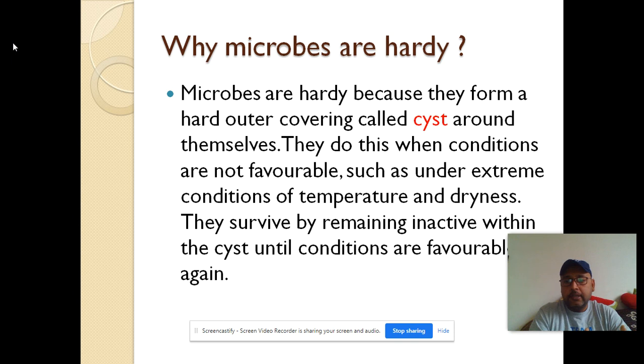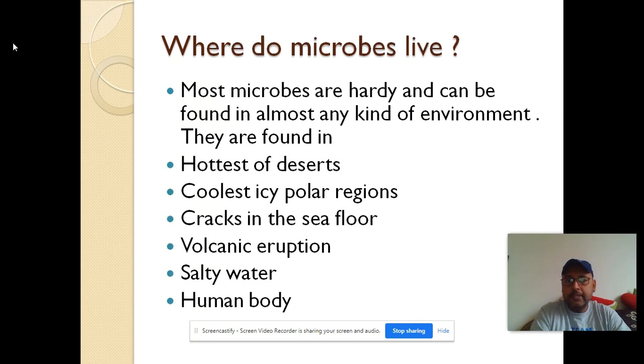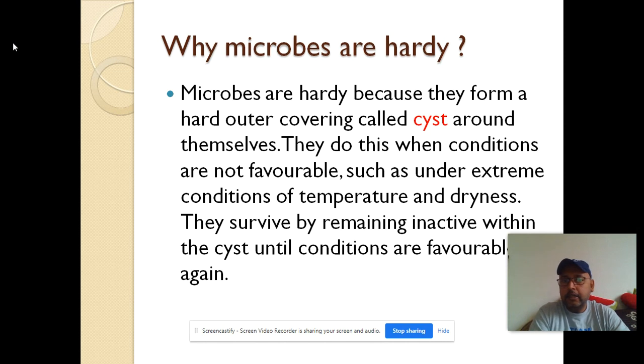As I said in the previous slide, most microbes are hardy. Why are they hardy? They form a hard outer covering called a cyst around themselves when conditions are not favorable. They do this to protect themselves from the external conditions which are not favorable for their survival. And they survive by remaining inactive inside this structure until favorable conditions come again.